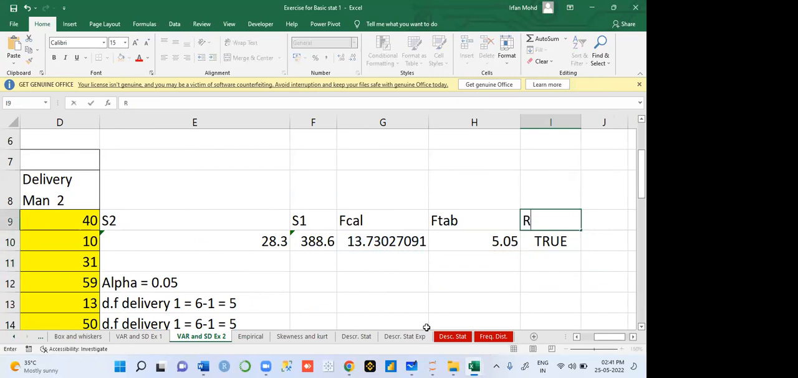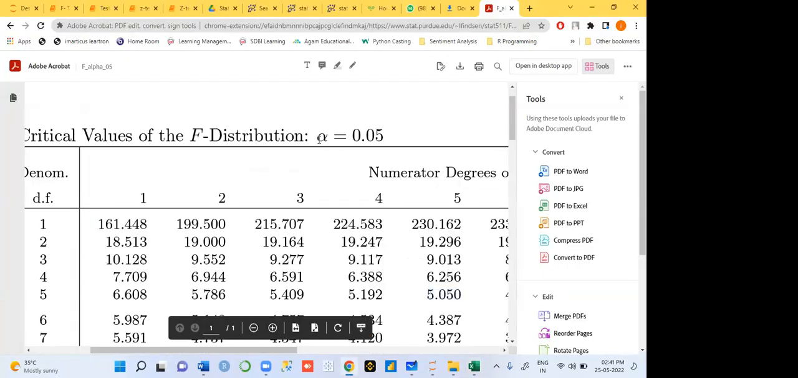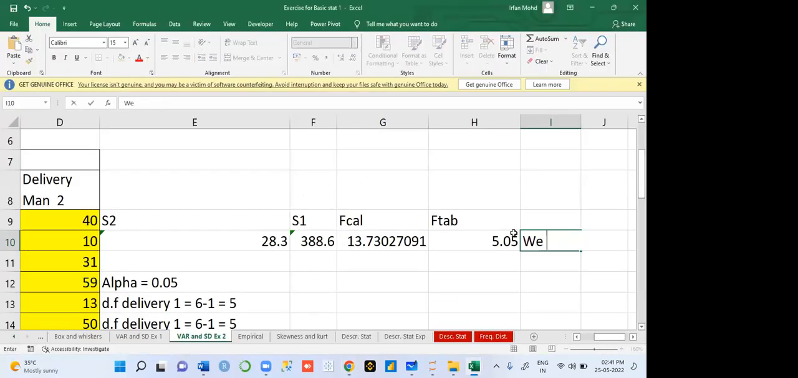So what we say? The value of alpha is written here. At 5% table I have taken. So can I say we reject H0? Because the calculated value is greater than the table value. Let's write this one. Right? Have you written? Write it.